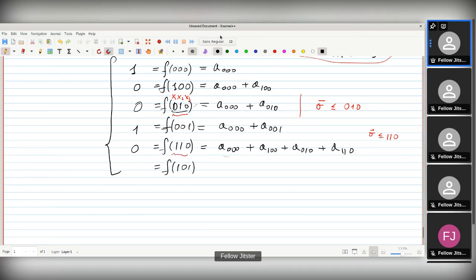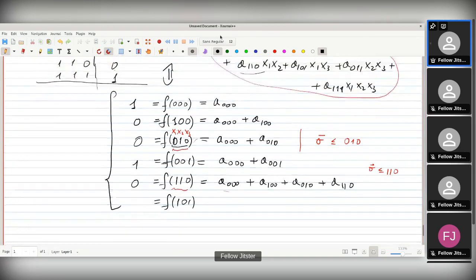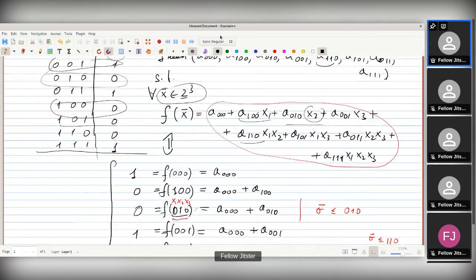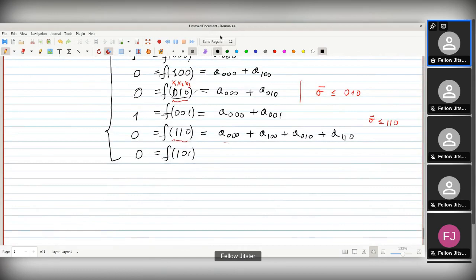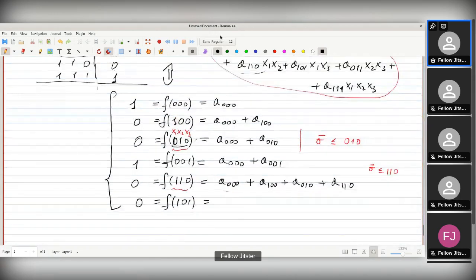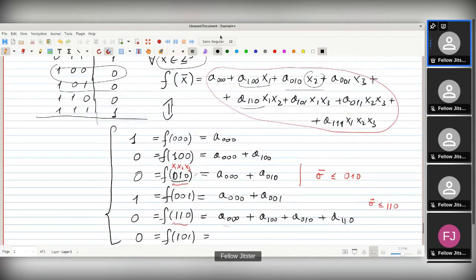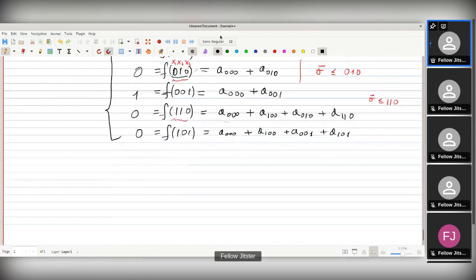Okay, 1, 0, 1. According to the table, it must be 0. If I look at the right-hand side here and substitute 1 for x1 and for x3, while x2 is 0, what would I obtain? A000 plus A100 plus A001 plus A101. Two more equations.